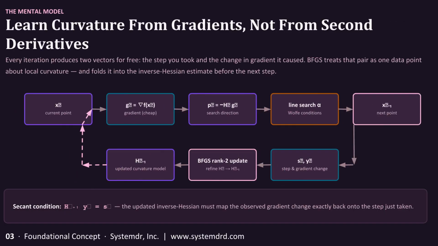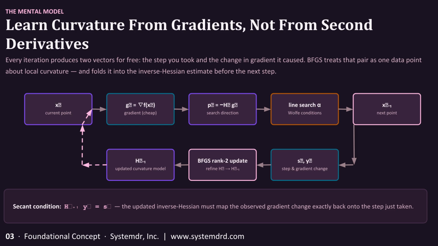This is the one diagram to hold on to for the rest of the talk. Follow the loop with me. We start at a current point, xk. We compute the gradient. Cheap, just first derivatives. Then, instead of stepping in the raw negative gradient direction, we form a search direction using our current inverse Hessian approximation, hk. That's the whole trick. hk already encodes something about the curvature we've learned so far, so this direction is smarter than plain gradient descent's.